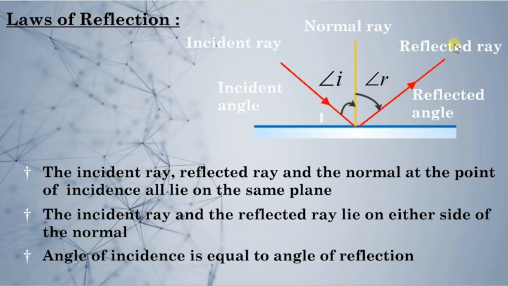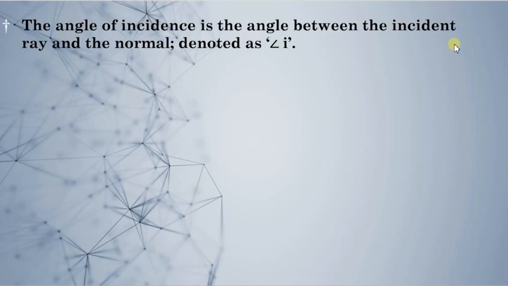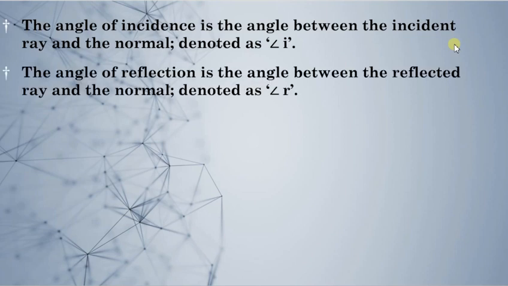The angle of incidence is equal to the angle of reflection. We have seen it in the earlier simulation part. How much is the angle of incidence, that much would be the angle of reflection. So this is the third law, or as per your context, the second law of reflection. As per the definition, the angle of incidence is the angle between the incident ray and the normal, and it is denoted by angle I. Similarly, the angle of reflection is the angle between the reflected ray and the normal, denoted as angle R.